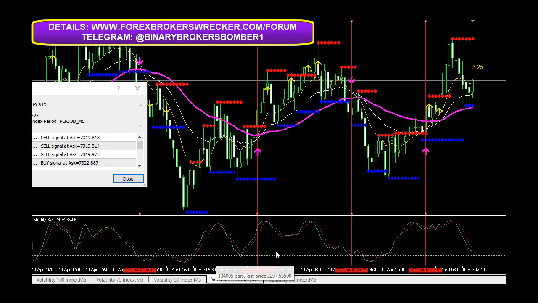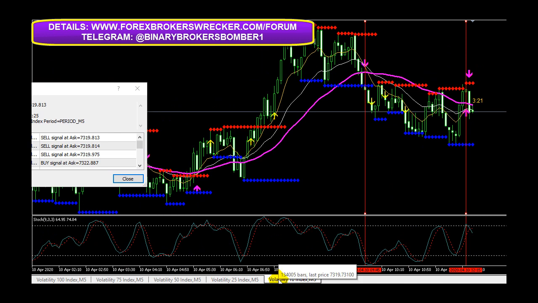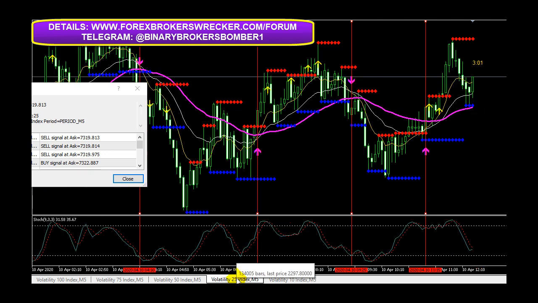Okay, let's wait patiently. I'm going to pause this video and I'm going to wait. The arrow does disappear if the conditions are reversed. That is why you have to be patient and make sure that the conditions are well met before you pull the trigger.